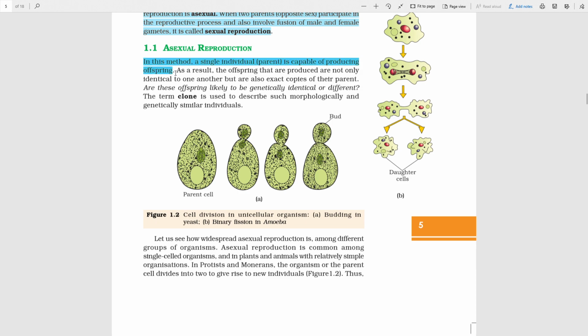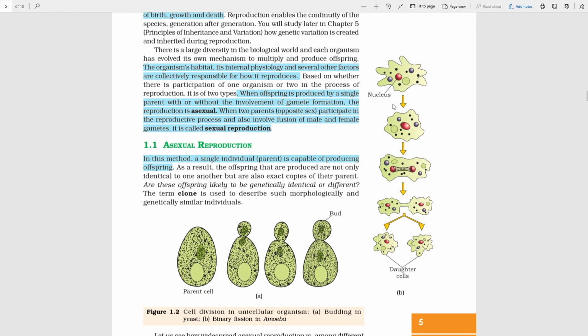As a result, the offspring are produced not only identical to one another but are exact copies of their parent. So as you can see in this amoeba picture, the parent and the daughter look exactly the same. They are not just morphologically, but genetically also similar individuals, because the DNA which was there with the parent has been divided into just two. So it's the similar DNA that the parent had and that the daughter cells have. So the term clone is used to describe such morphologically and genetically similar individuals.